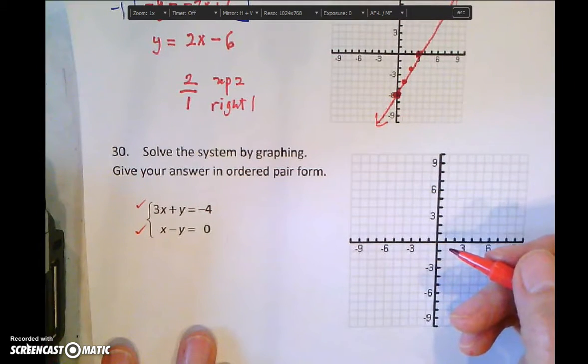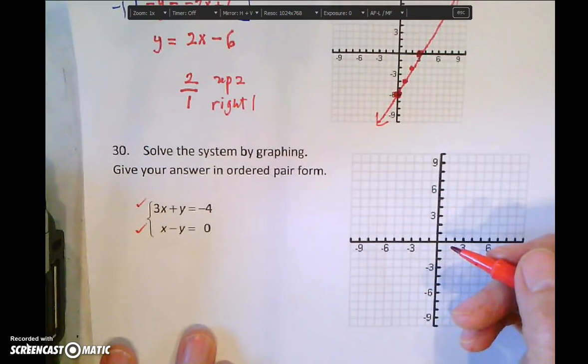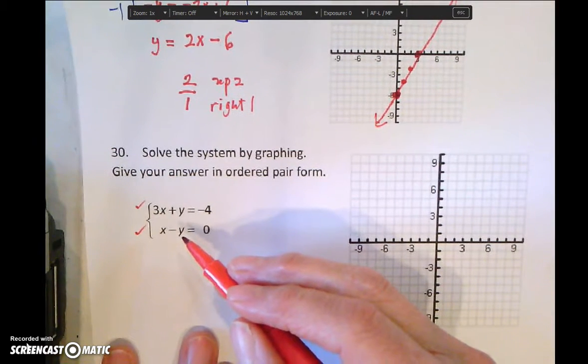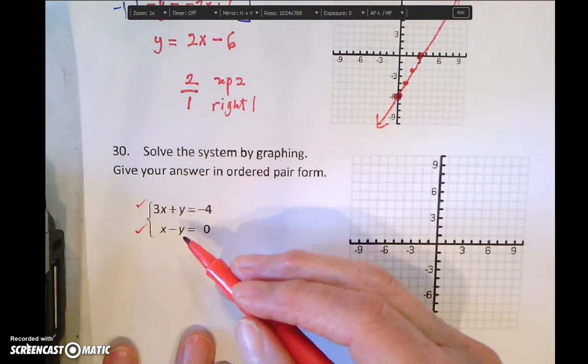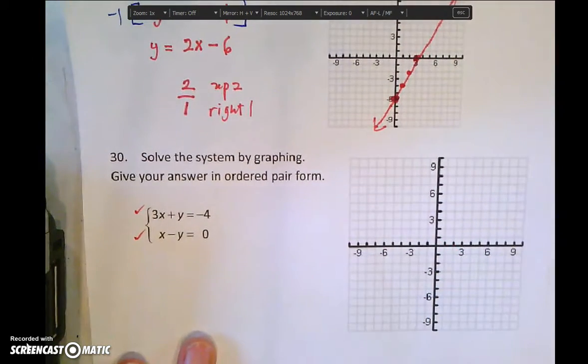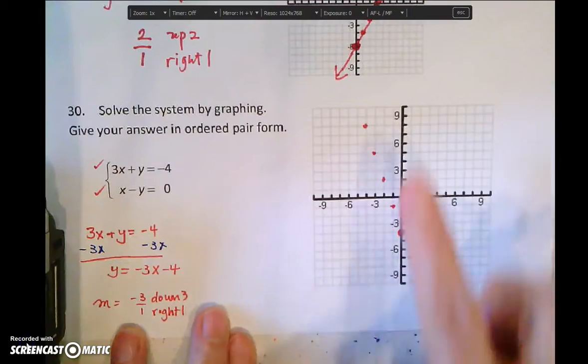So what I would like for you to do right now is go ahead and change both of these to y equals form, and then graph them, and then start the video and compare it to what I've done. So stop right now, give it a try, and let's see how you're graphing. Okay, so here's the first one.